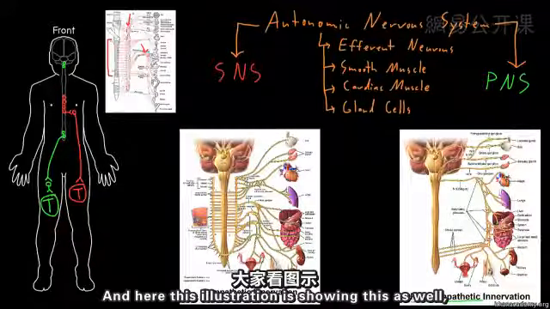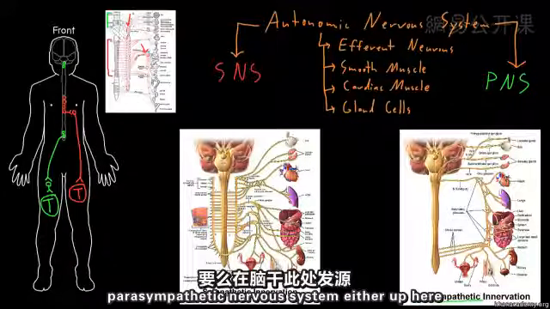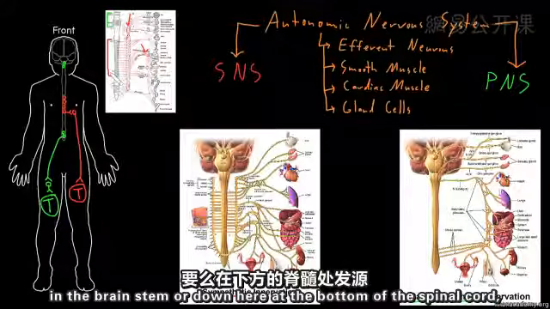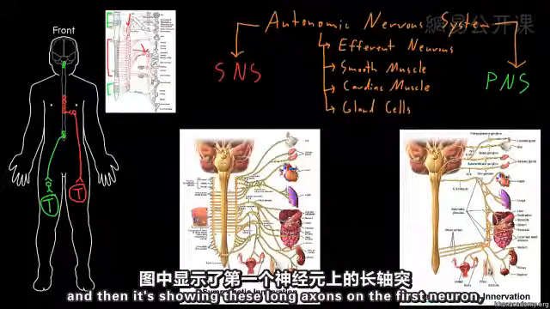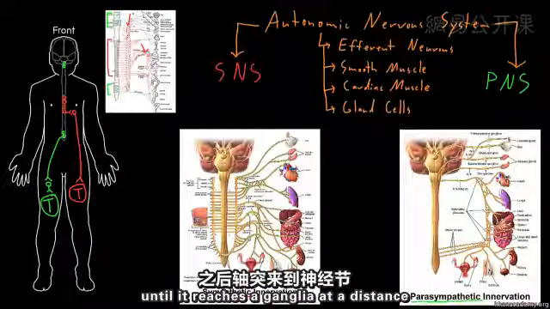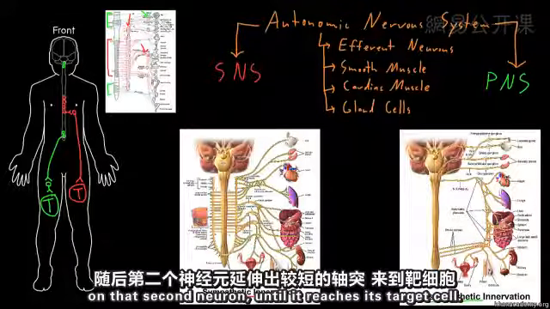And here this illustration is showing this as well, where it's showing the first neurons of the parasympathetic nervous system either up here in the brainstem or down here at the bottom of the spinal cord. And then it's showing these long axons on the first neuron until it reaches a ganglia at a distance from the first neuron soma, and then a shorter axon on that second neuron until it reaches its target cell.